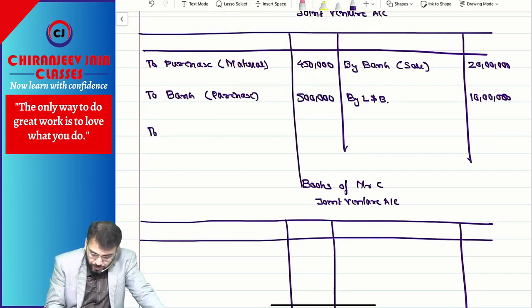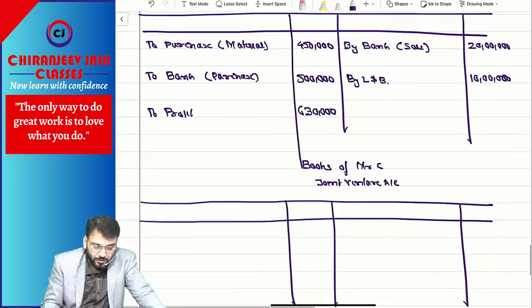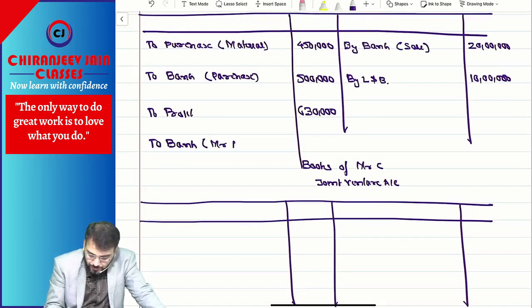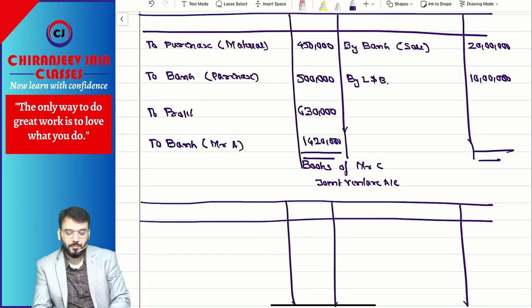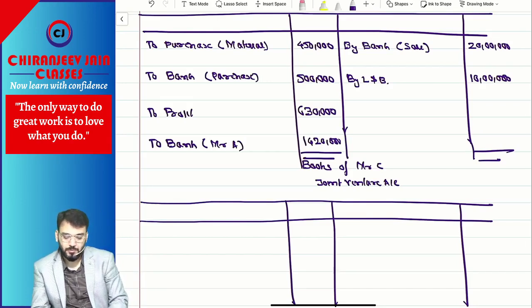Then profit how much? So the balancing figure is coming on the debit side or the credit side? It becomes to bank, and this is to Mr. A, na. How much? 14 lakh 20,000. Huh?